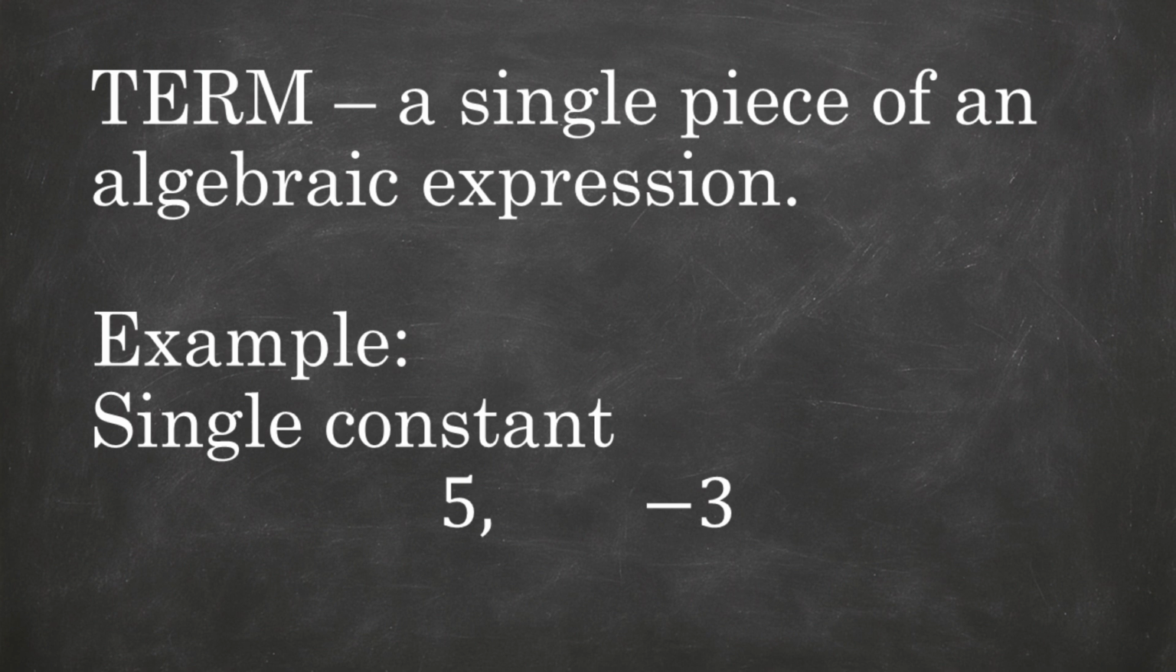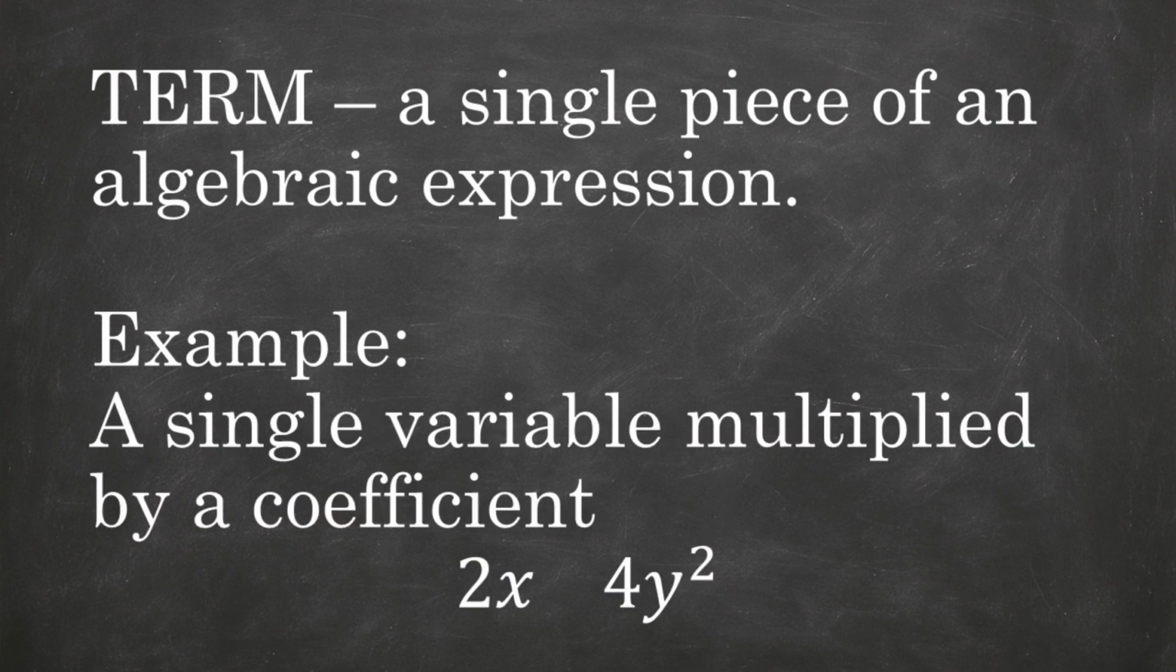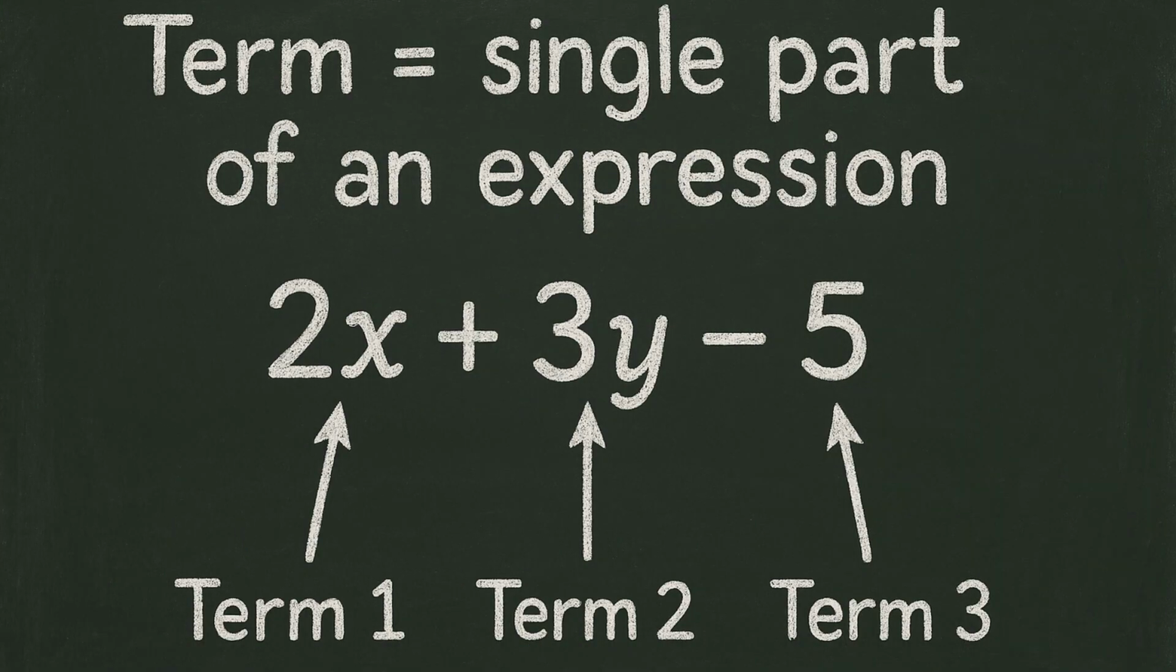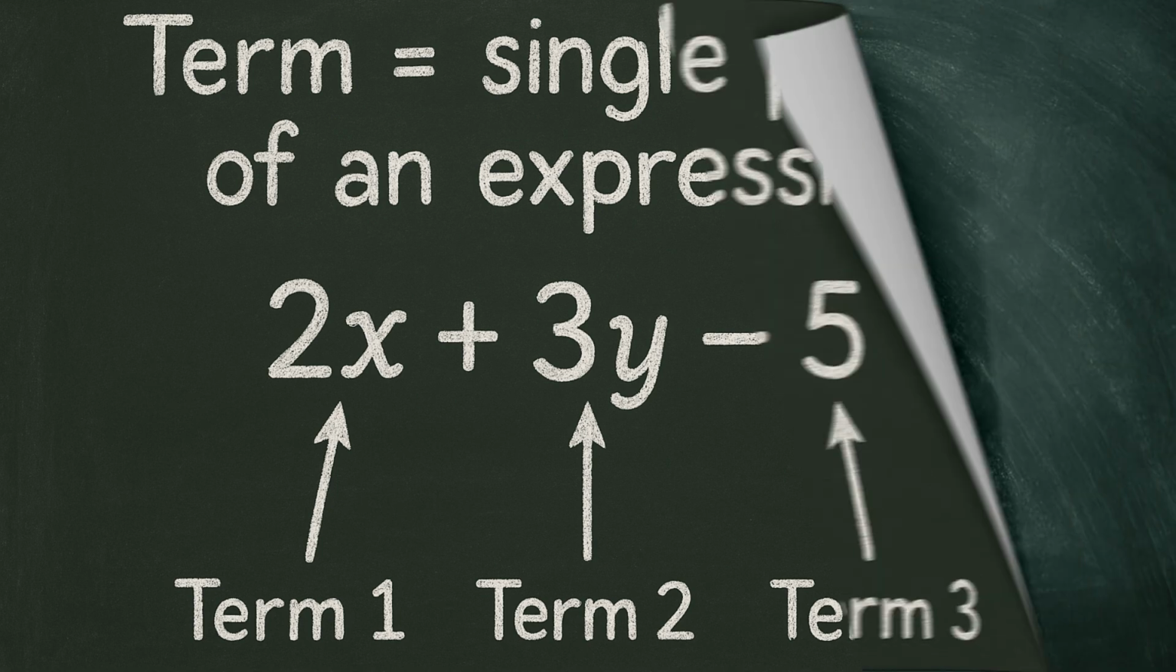A term is a single piece of an algebraic expression. It can be a single constant, like 5 or -3, a single variable multiplied by a coefficient, like 2x or 4y squared, or even a product of variables, like xy. For instance, in the expression 2x plus 3y minus 5, we have three terms, 2x, 3y, and -5.